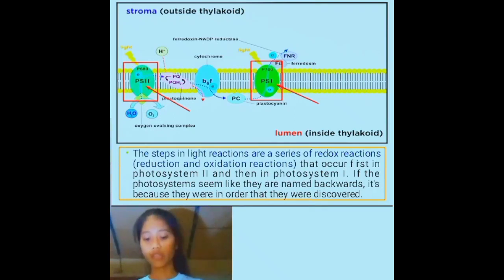In this figure, the stroma is outside the thylakoid and the lumen is inside the thylakoid. The steps in light reactions are a series of redox reactions, or reduction and oxidation reactions, that occur first in photosystem 2 and then in photosystem 1. If the photosystems seem like they are named backwards, it's because they were named in the order that they were discovered.